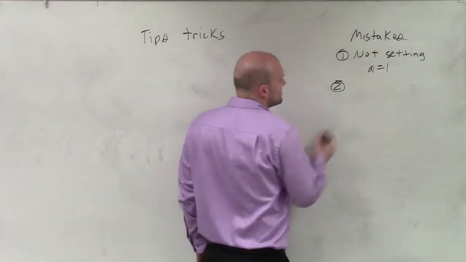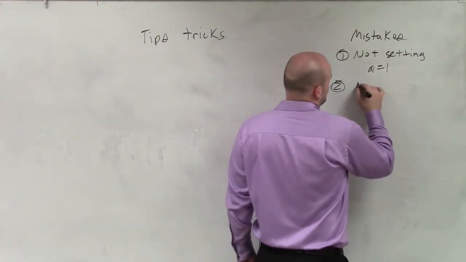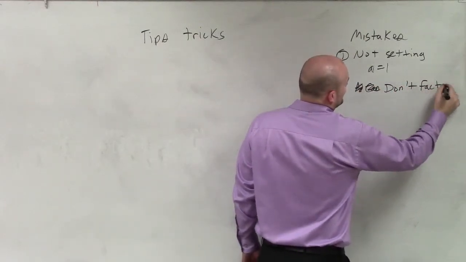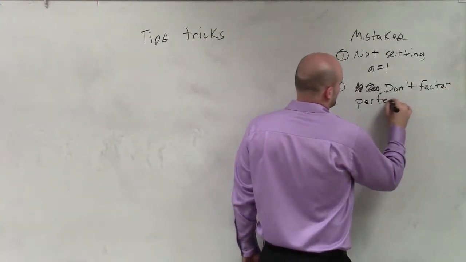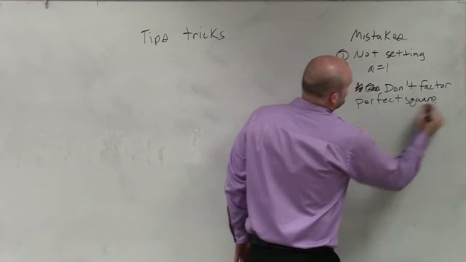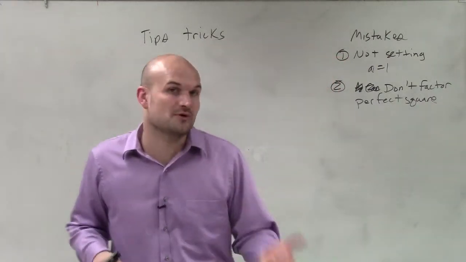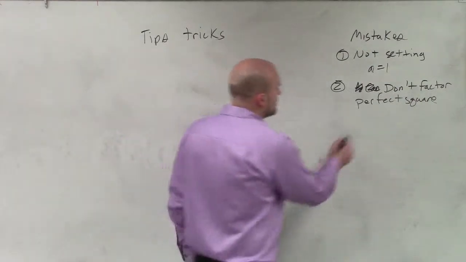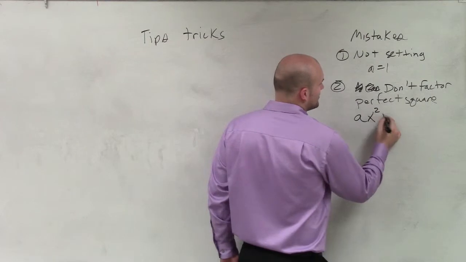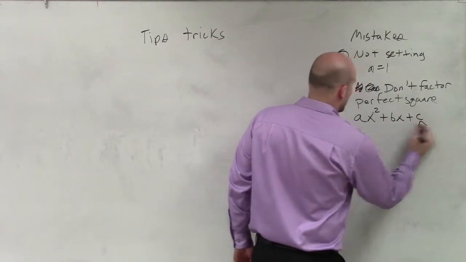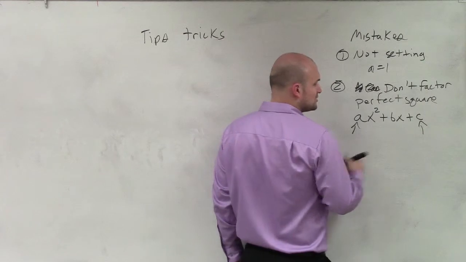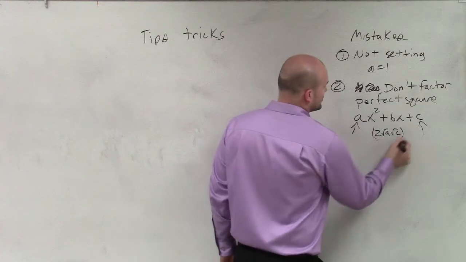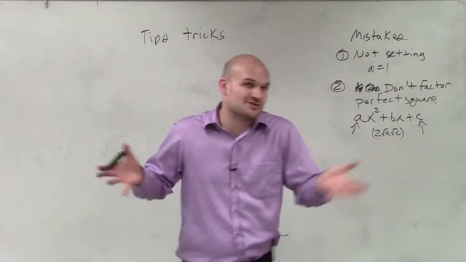The next biggest mistake is students that don't factor their perfect squares. If you have a problem factoring perfect square trinomials, please make sure you go and check out my course on factoring perfect square trinomials, because it is essential for you to be able to complete the square. Remember, a perfect square trinomial would be ax squared plus bx plus c, where a and c are square terms, and b is equal to 2 times the square root of a times the square root of c. So to have a perfect square trinomial, you have to make sure your a and c are square terms.